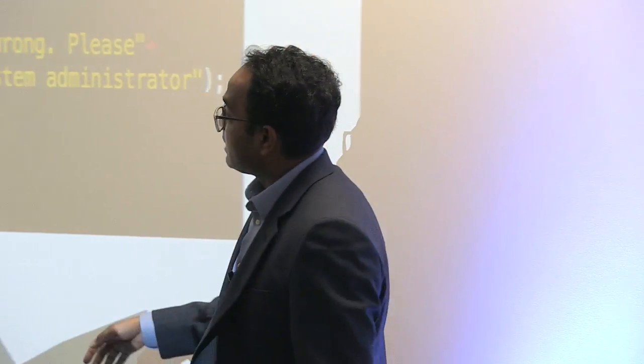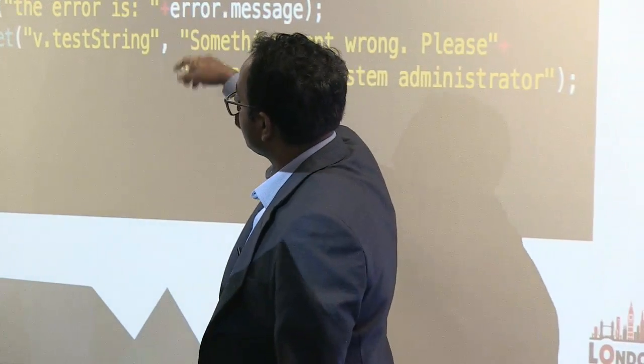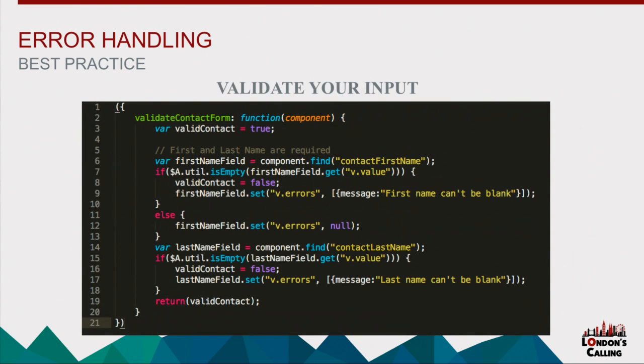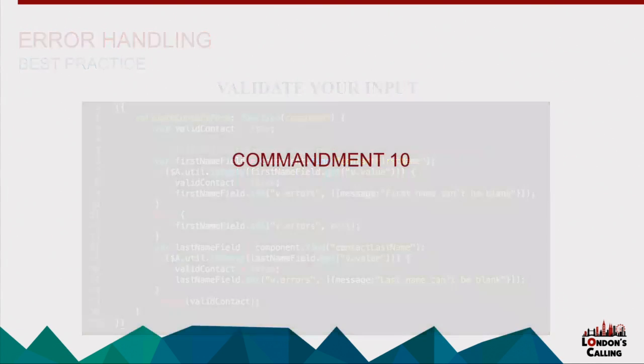So here's a try catch example. This is a method in the JavaScript controller. I'm just catching the error, and when I catch it, I just log the error in the console, but I set a view attribute to some user-friendly message. Validating input: this is an example where I validate the first name field and last name field. I take the contact first name value, the field, and then I check whether it's empty or not. If it's empty, then I set this to false, and then I return that. If this is false, then I show an error message to the user.